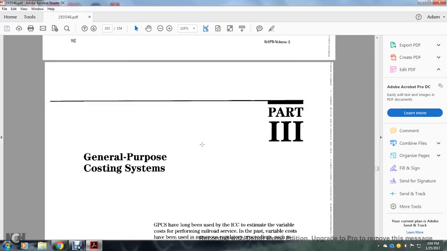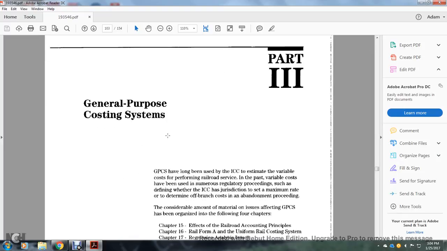Part 3, General Purpose Costing System. The General Purpose Costing System has been used by the Interstate Commerce Commission to estimate the variable cost of the performance of the railroad. Such variable costs have been used in numerous regulatory proceedings, such as determining whether the Interstate Commerce Commission has jurisdiction over a rate or determining off-branch costs in abandonment proceedings.